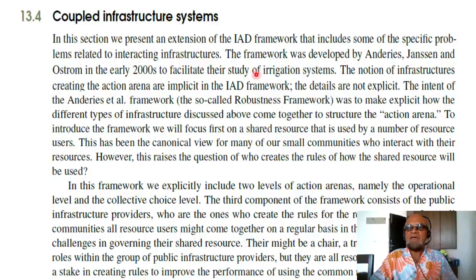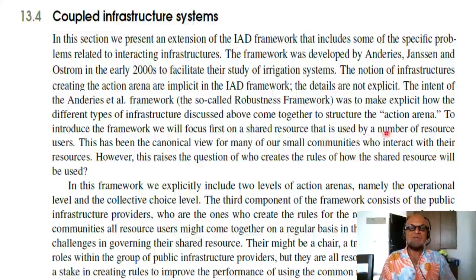The framework was developed by Anderies, Janssen and Ostrom in the early 2000s to facilitate their study of irrigation systems. Janssen is one of the co-authors, and Ostrom was his postdoc advisor, based on whose work this whole book is written. The notion of infrastructures creating the action arena are implicit in the IAD framework. The details are not so explicit. The intent of the Anderies et al. framework, the so-called robustness framework, was to make explicit how the different types of infrastructure discussed above come together to structure the action arena.